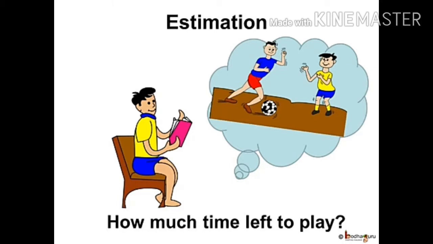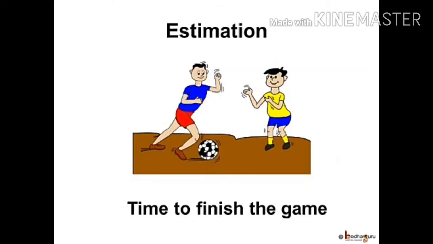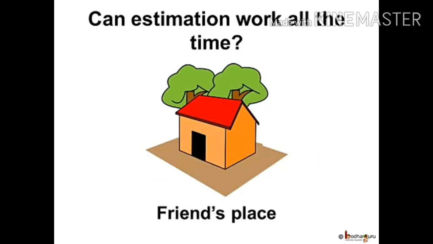Looking at your homework, don't you estimate how much time you will take to complete it and how much time will be left for playing? Or take another example. When your mother calls you for dinner, you say, 10 more minutes, mother. I will finish my game and come. How did you get that figure of 10 minutes? It was estimation, isn't it? But do you think every time this estimation can work? No, definitely not all the time.